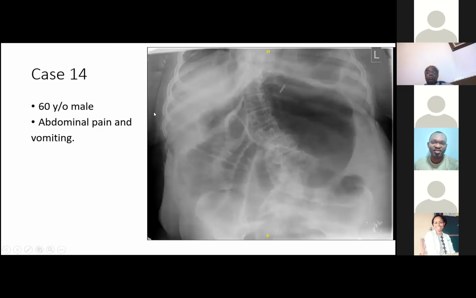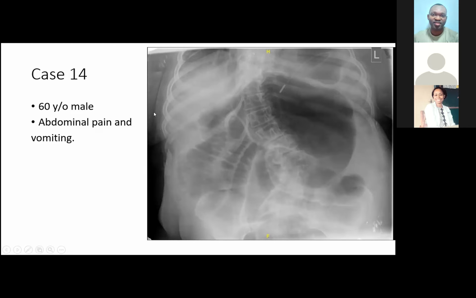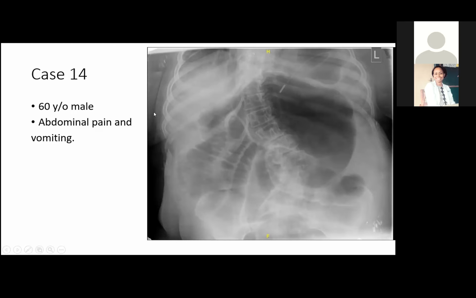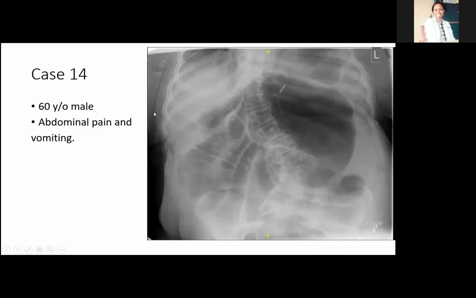Okay, case number 14. This is a 60-year-old male who presented with abdominal pain and vomiting. This was an X-ray done on admission. Again, that was at 2 o'clock in the morning, like most of these patients. So, anyone want to have a stab at this one? Slightly trickier on this one, but I hope maybe one of you can talk your way through this.